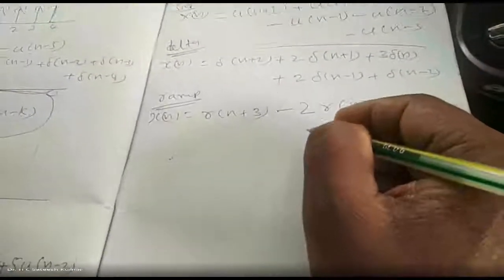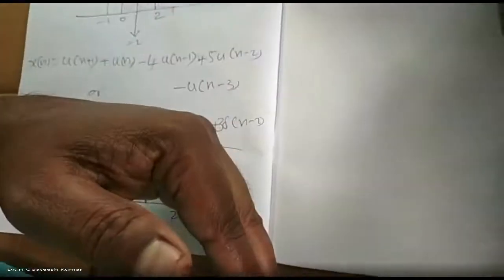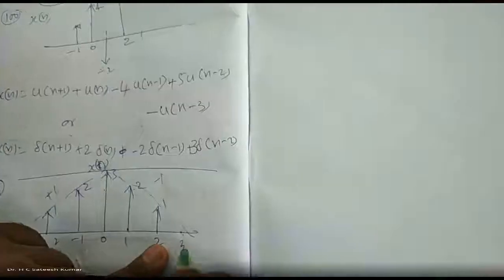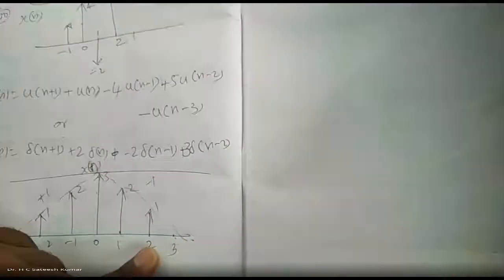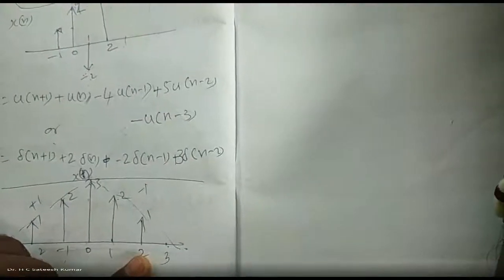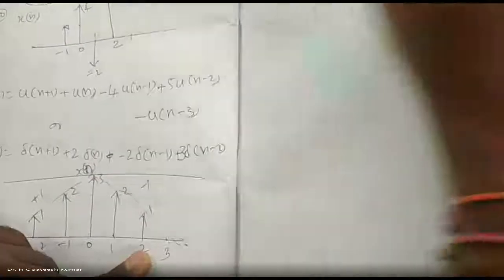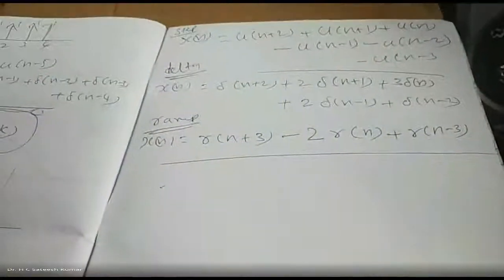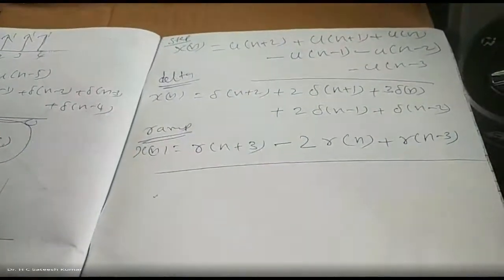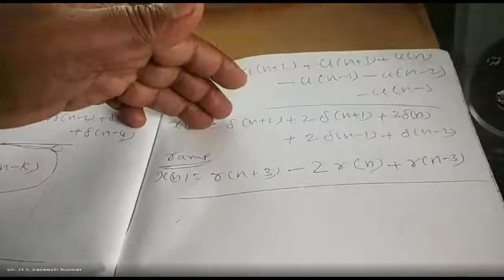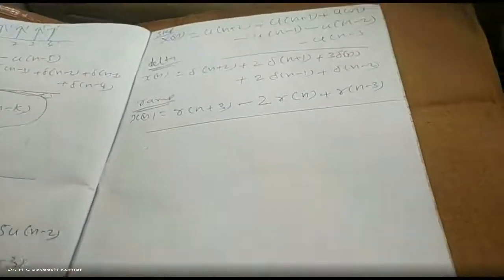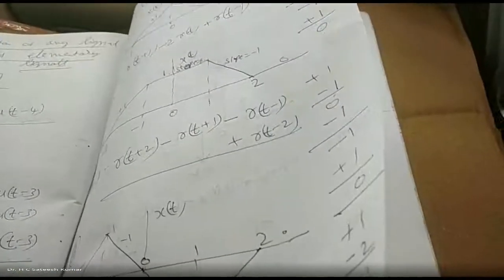R of n. Now I am going with a slope of -1. Now I want to make the slope from 3 to be 0. So therefore, plus R of n minus. That's it. That's how we should do it. So this one particular function we can represent using a step, delta, and as well as a ramp, right? This is the way we should do the problems on representation of any signal in terms of elementary signals.